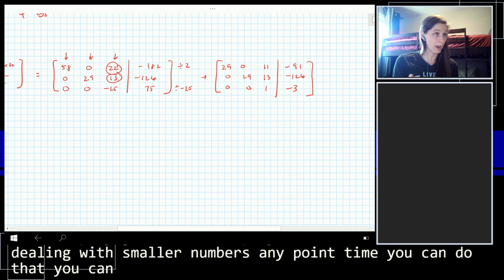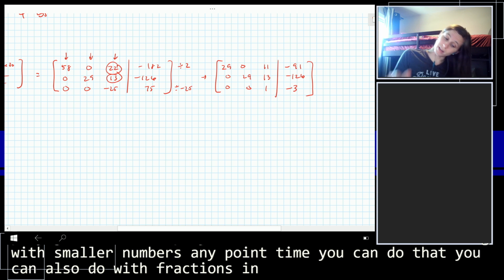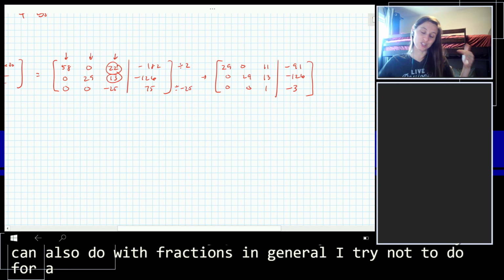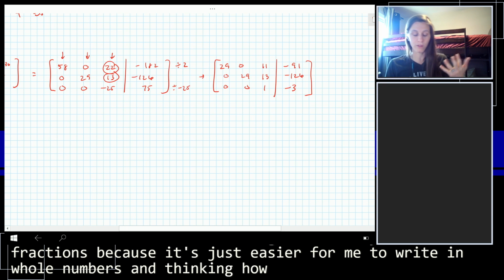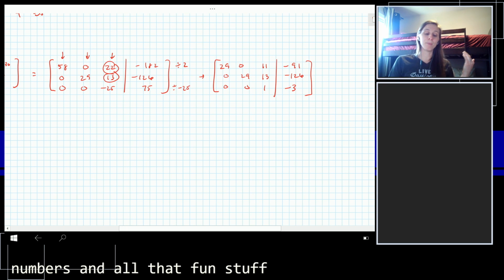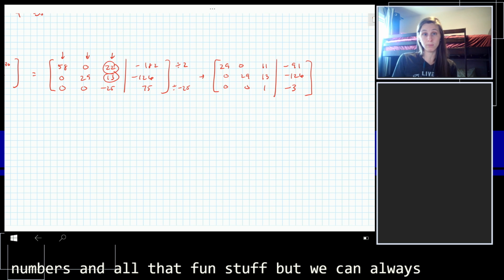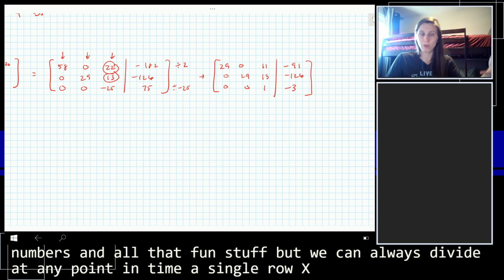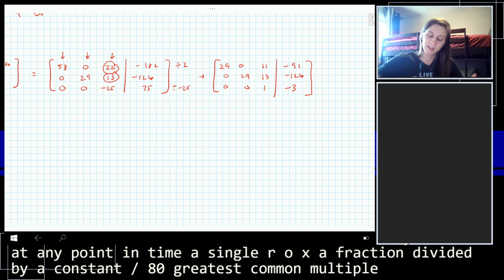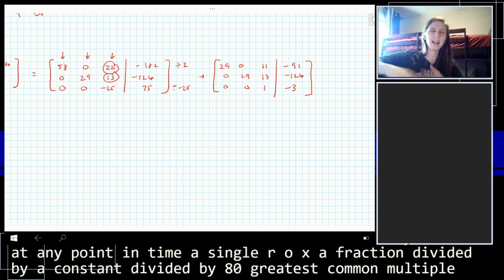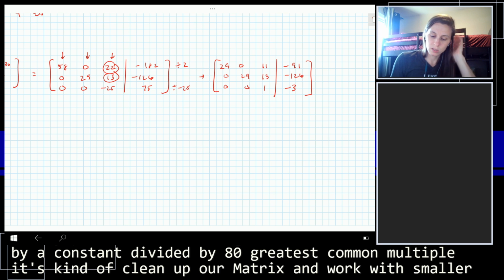You can also deal with fractions. In general, I try not to do fractions because it's just easier for me to write in whole numbers, think in whole numbers, and type in whole numbers and all that fun stuff. But we can always divide at any point in time a single row, multiply by a fraction, divide by a constant, divide by a greatest common multiple, I think is what you call them, to clean up our matrix and work with smaller numbers.